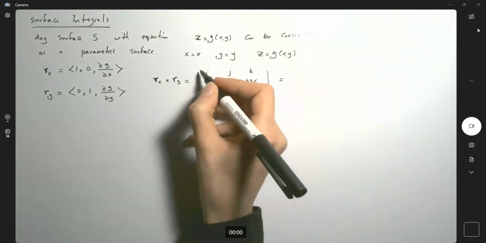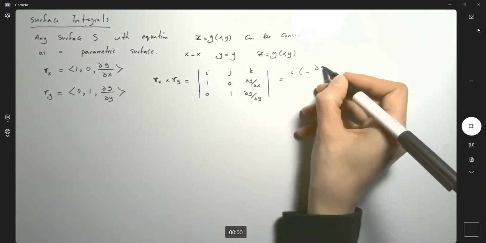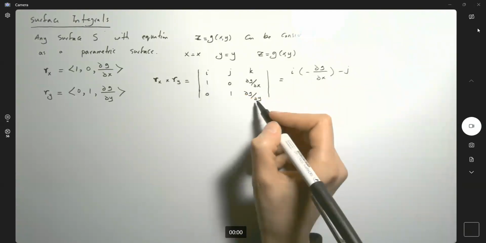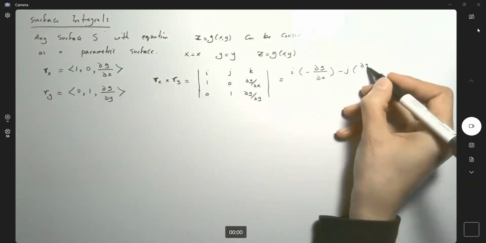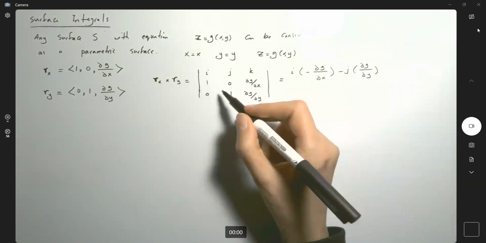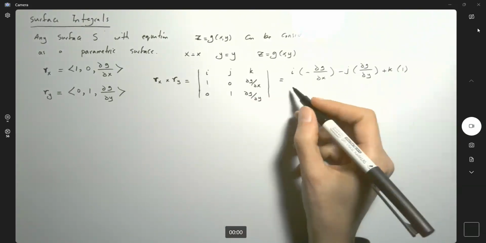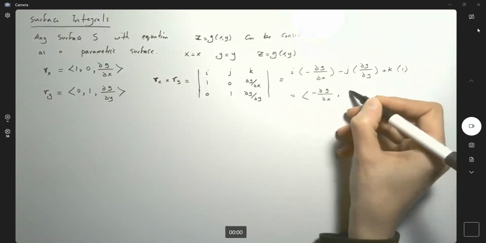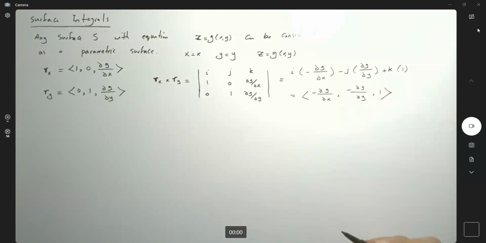This is equal to i times 0 minus the partial derivative of g with respect to x, minus j times the partial derivative of g with respect to y minus 0, and k, if you think about k, this is just 1 times 1 minus 0. So this is nothing but negative partial derivative of g with respect to x, negative partial derivative of g with respect to y, and 1.